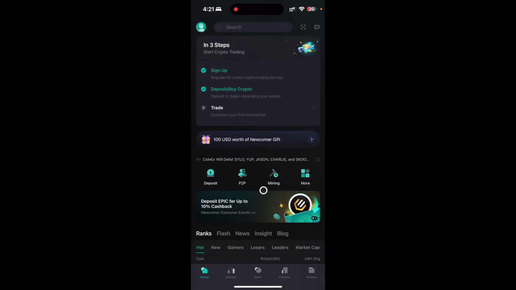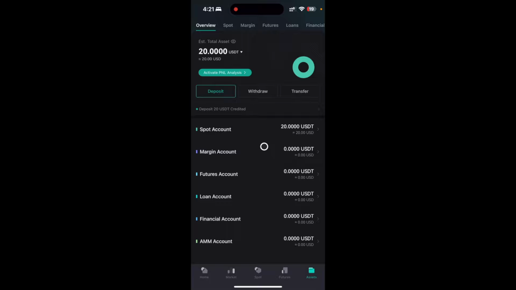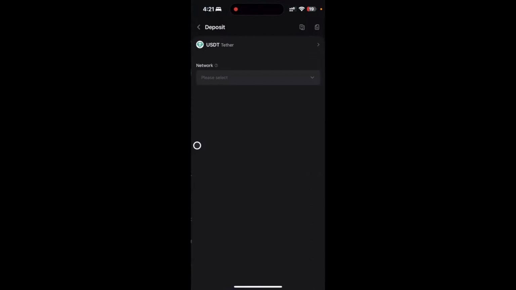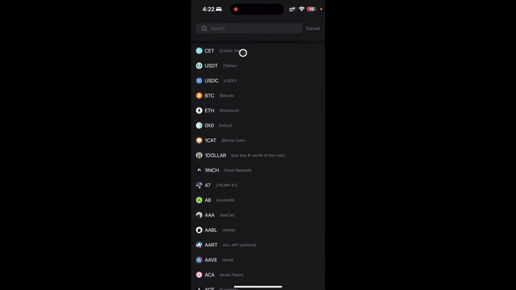So of course, if you wanna trade, you're gonna need some funds in your wallet. So to do that, just create an account and then click deposit to deposit some funds, right? So let's say you wanna deposit some USDT Tether, you can just go ahead and select USDT Tether right there, and of course right here you have to select a network that you want to deposit with.